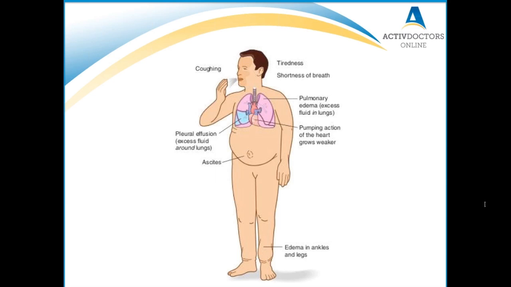A final thing that you can get is edema, or fluid in your ankles. Sometimes you can get so much of a backup of fluid into your lungs that the fluid backs all the way back into the other side, the right side of your heart, and then all the way back into the rest of your body. Well, where's that fluid going to end up?